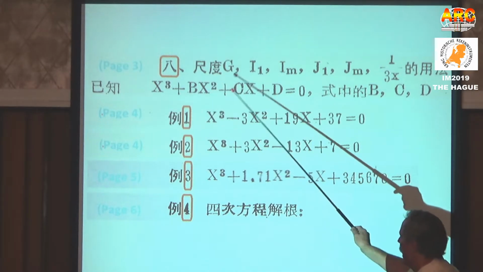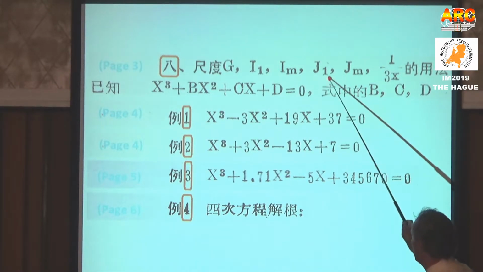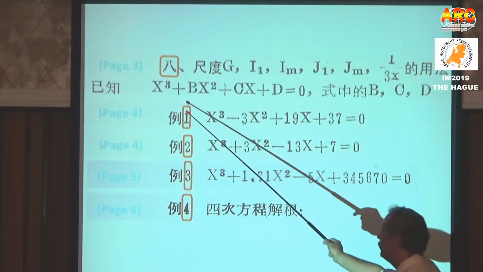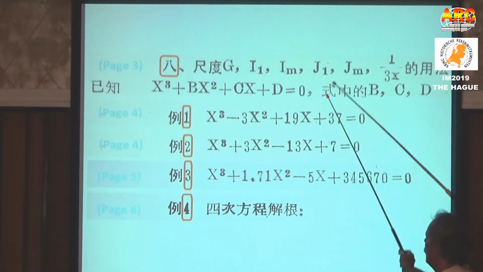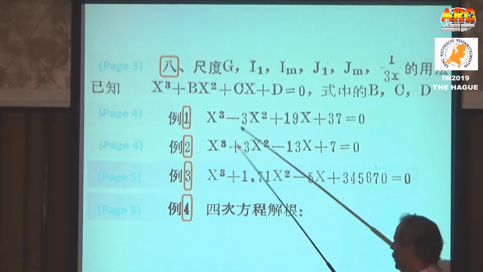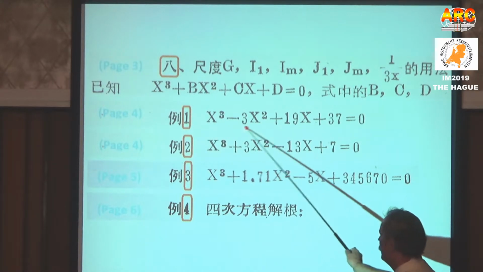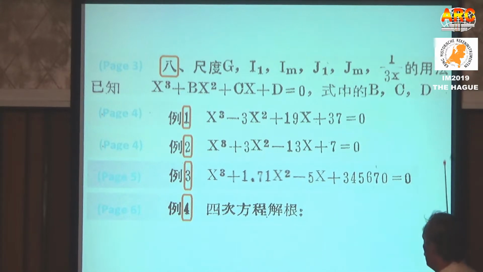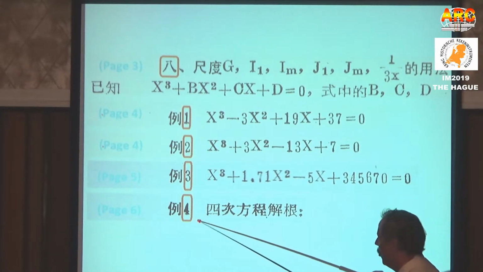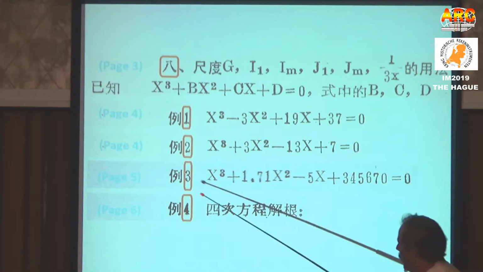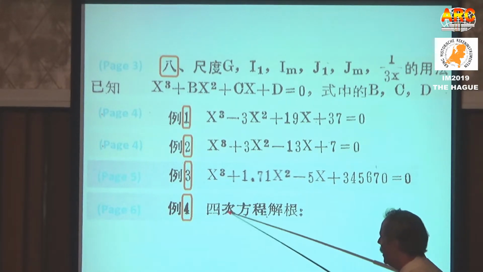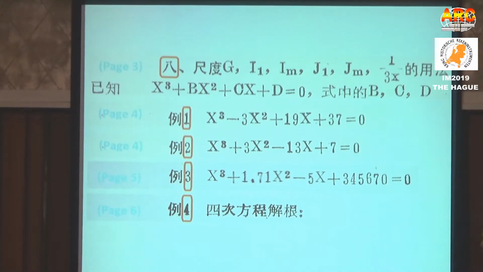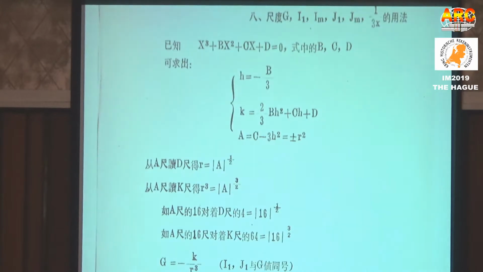Section 8, how to use the G, I, J, 1/3 scales. And it clearly states that it's for working with cubic equations. And it gives 3 examples of cubic equations which I'll work through as part of the instructions. And example number 4 is not actually an example, but it's solving of a quartic or biquadratic equation.